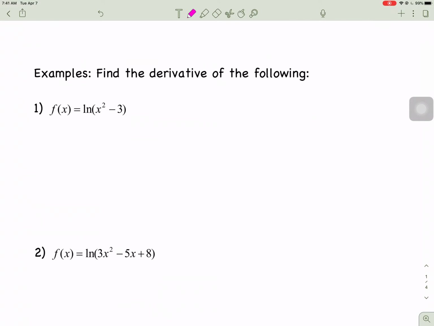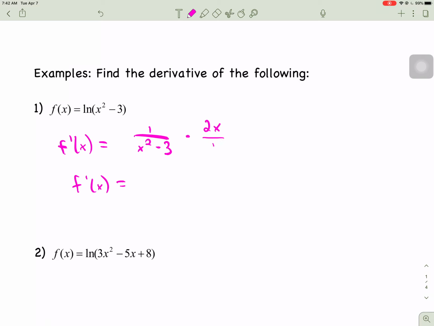So we have, find the derivative of the following examples. Let's see, f of x equals ln of x squared minus 3. So the derivative, f prime of x, will be 1 over x squared minus 3 times the derivative of the inside, which is just 2x. Now, if you want to simplify this, and usually we do, if you multiply these two, remember this is over 1, you get 2x over x squared minus 3.